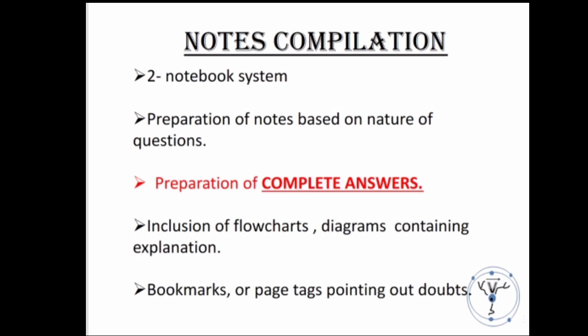Students can opt for a 2 notebook system. In a 2 notebook system, a student can prepare 2 notebooks in which one notebook is assigned to have all the notes and all the description of the subjective component, while the other notebook can have all the diagrams, tables, glossaries, definitions, minuscule to the point data.